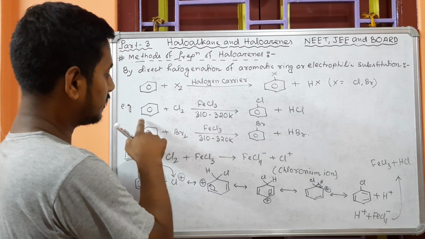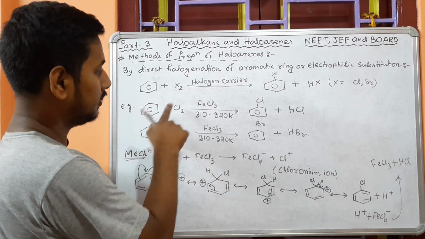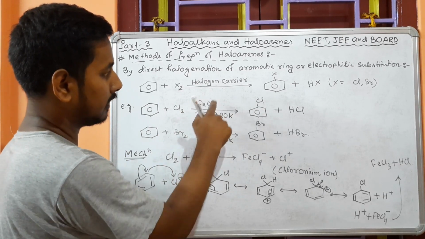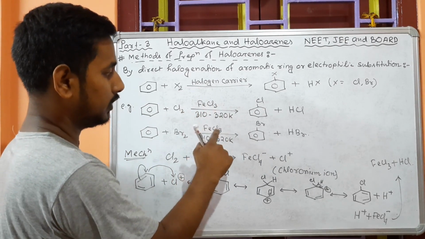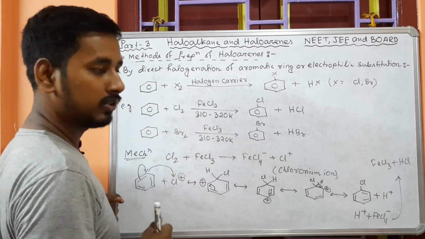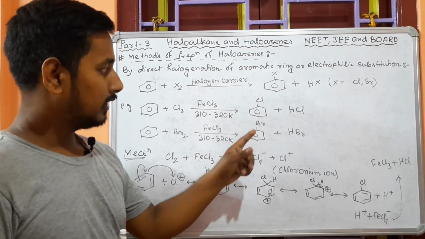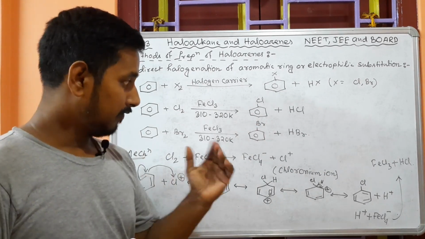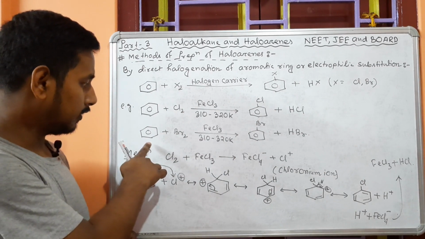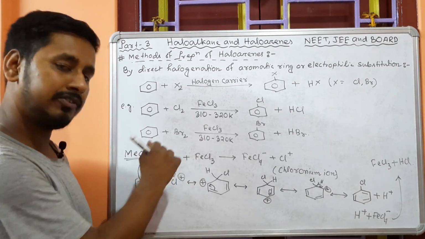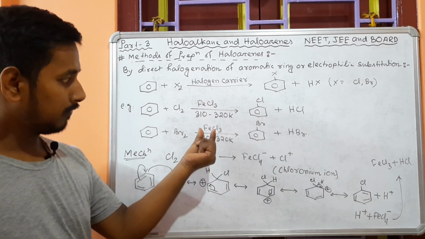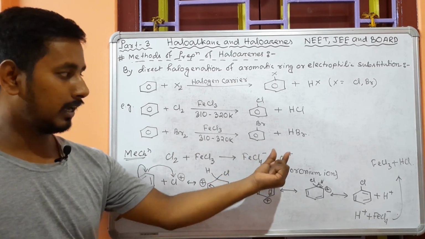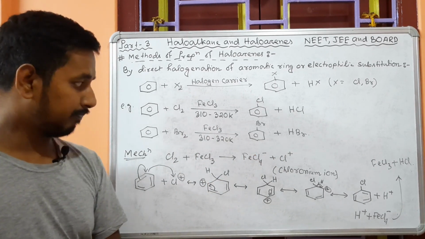For example, here is benzene; you give Cl2 and, as catalyst, the halogen carrier FeCl3 at 310 to 320 Kelvin temperature, then you get chlorobenzene and HCl as the product. Very similarly, benzene reacts with bromine in the presence of the same halogen carrier FeCl3, and you get bromobenzene and HBr as the byproduct.